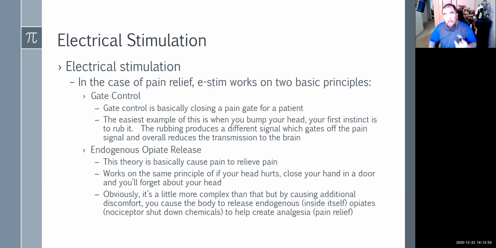So those are the two main pain control theories. Now, there are a couple other different techniques as well, but if you understand those two, you understand most of e-stim pain relief. So gate control, rubbing your head, right? Endogenous opioid. Oh my God, my left hand hurts, so I'm going to smack my right hand. You got it.